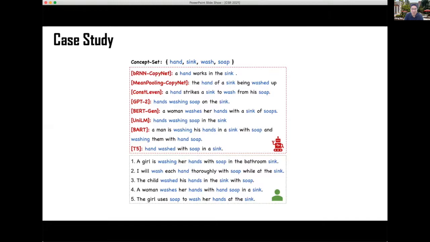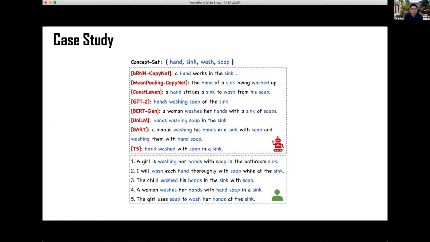And the second thing is, you will find that most of these sentences shown here, generated by the machines, are mostly grammatically correct. The system wouldn't mistakenly use nouns in the position where a verb is supposed to show up, right? For example, BART gives "a man is washing his hand in the sink with soap" and "washing them with hand soap", which are pretty good sentences. And T5 says "hand wash with soap in the sink". Some other less plausible sentences might be like "a hand works in the sink", which is also a grammatically correct sentence, like the first one up there.